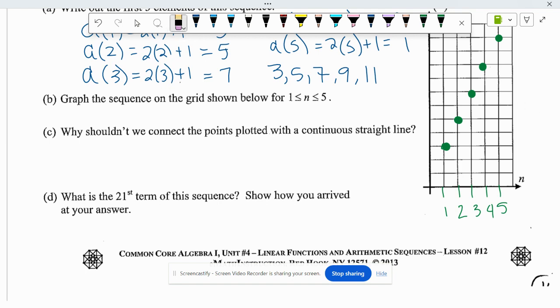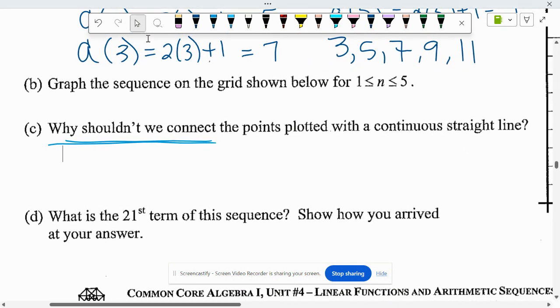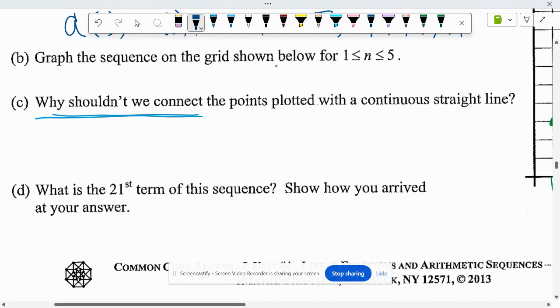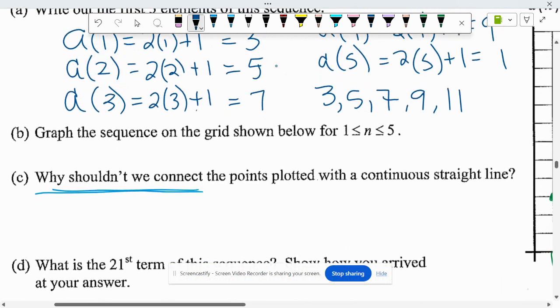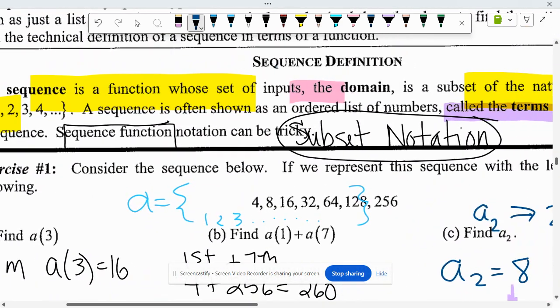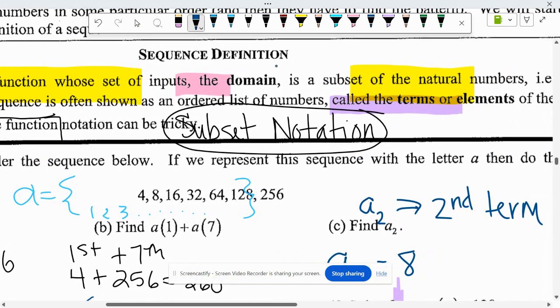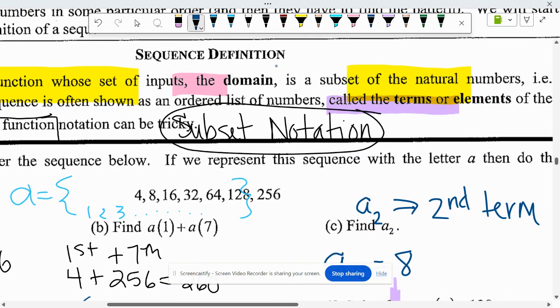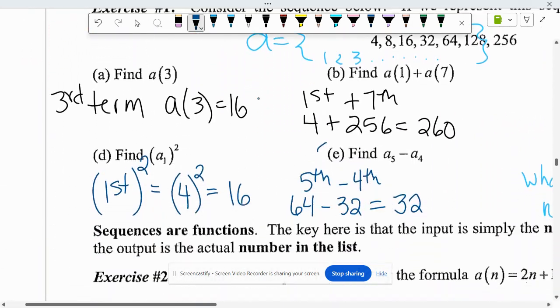Should we connect those with a line or not? Because it says, why shouldn't we? Can someone tell me why we shouldn't connect those with a line? It has to do with your domain. What did we say the domain was? What are your input values for a sequence? Okay, I'll scroll up there since we're not communicating today. What does it say that the domain is? The set of what? Natural numbers. Natural numbers are what? 1, 2, 3, 4, whatever.